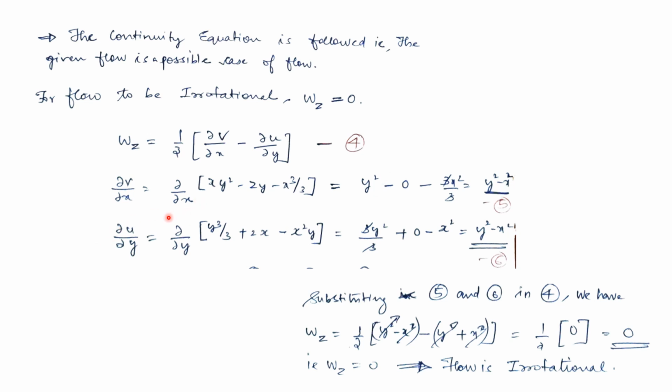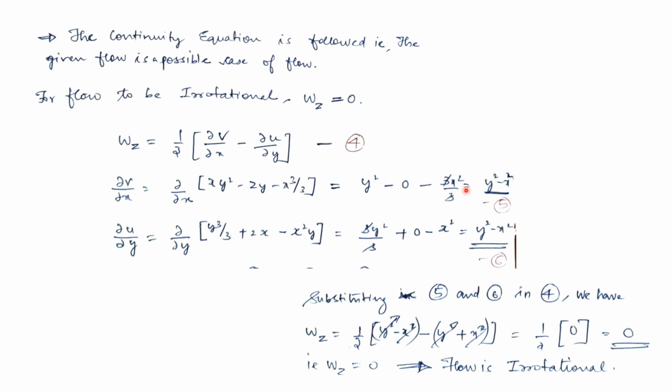So dou v by dou x is dou by dou x of x y square minus 2y plus x cube by 3. The differential of x is 1, so y square remains, the 2y term is 0, and the differential of x cube by 3 is x square. So what you will get is y square minus x square.